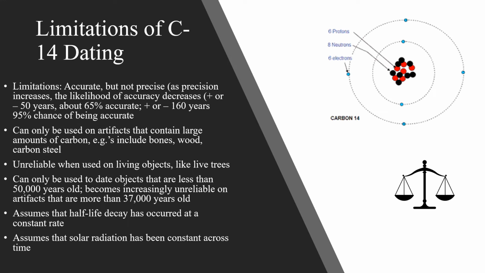Scholars argue that at certain points in human history, solar radiation was higher, meaning theoretically that the deposit of carbon-14 was higher at certain points in Earth's history. This would make some objects seem to be far more recent than they actually are.